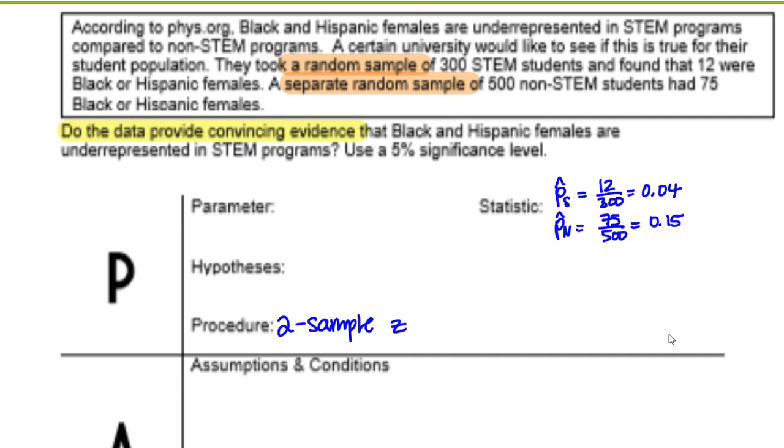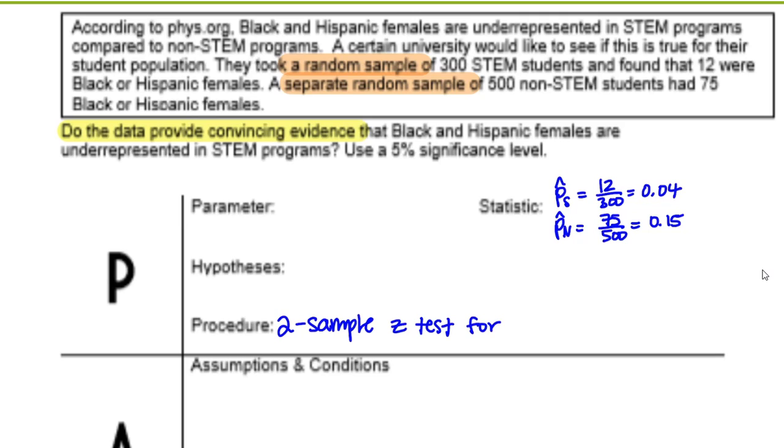And then it does say, remember, do the data provide convincing evidence? Remember, that means test. And now I have to figure out what's our parameter. So think about that. We have 2 samples, 2 different proportions, and we're comparing. This goes back to Unit 5 and Unit 4, where when we're comparing different groups, the best thing to do is find the difference between them.